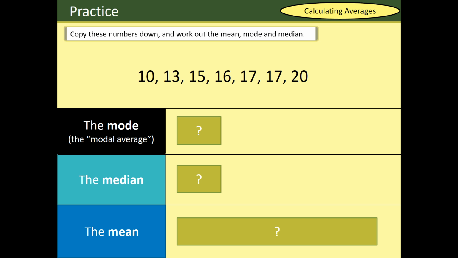There's one on the board there. I'm just going to leave that up. I suggest you pause the video, have a go at working out the mean, median, and mode for these.